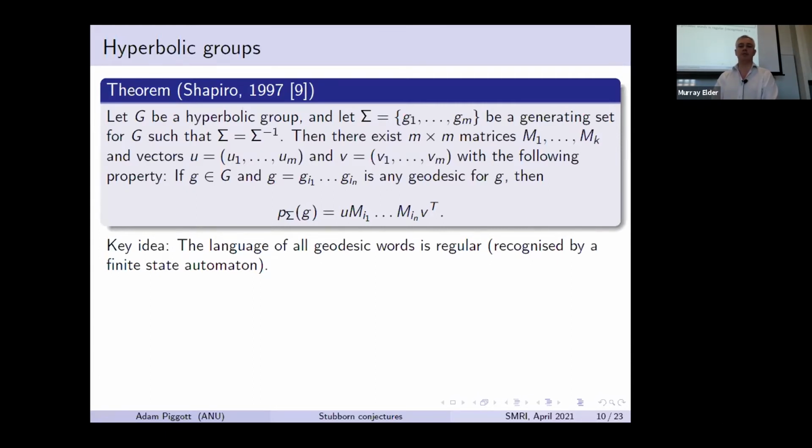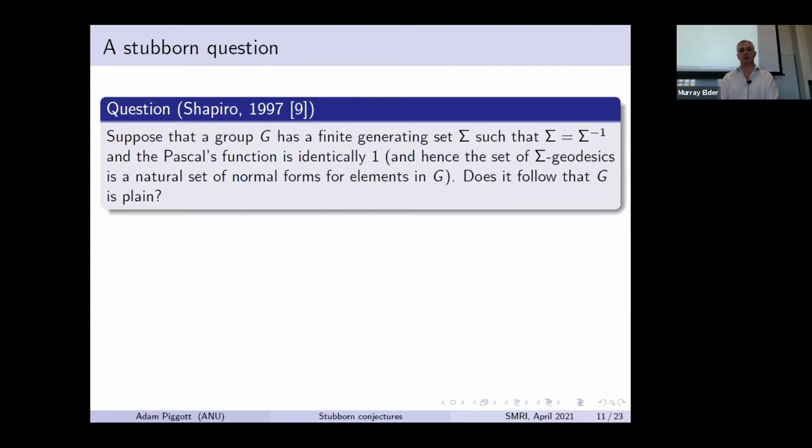And so that was a cool result. And it tells us something about Pascal's function. It tells us something that's sort of interesting, and it goes beyond just seeing trees and noticing their unique geodesics. This is something about the structure of hyperbolic groups. But then Shapiro went on to pose a stubborn question.